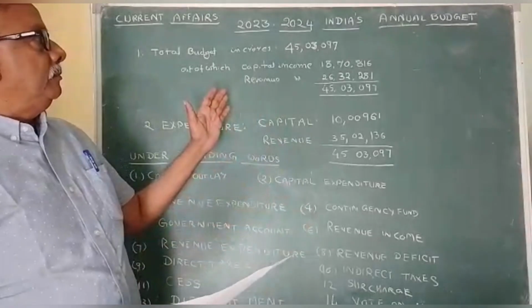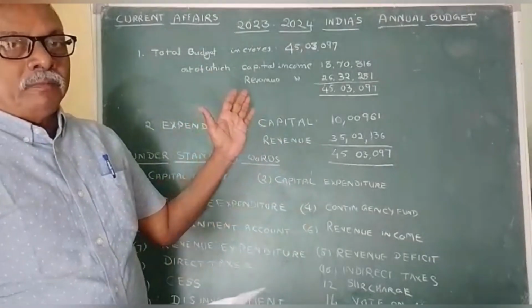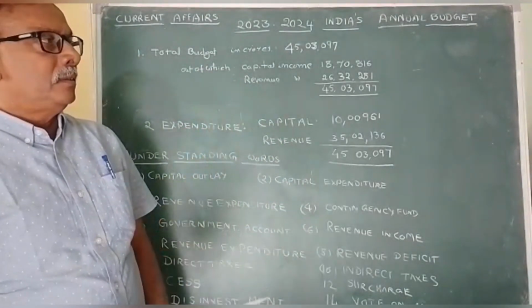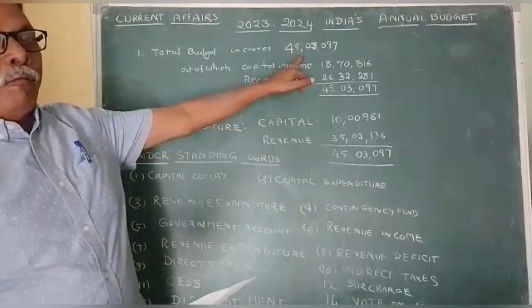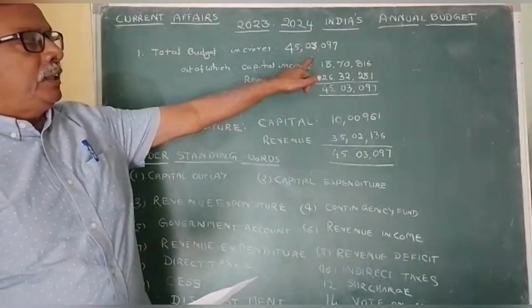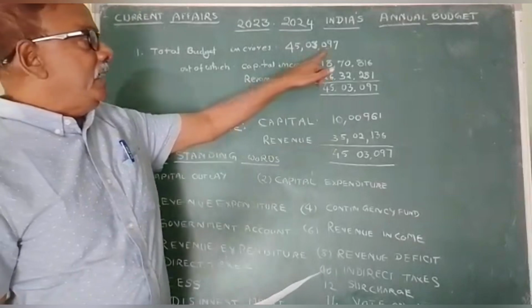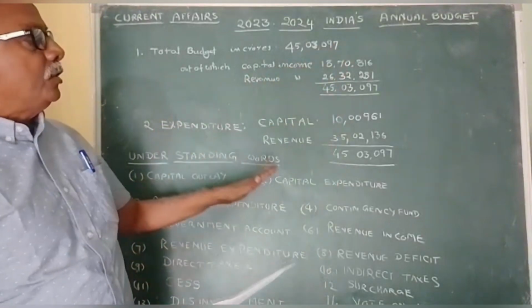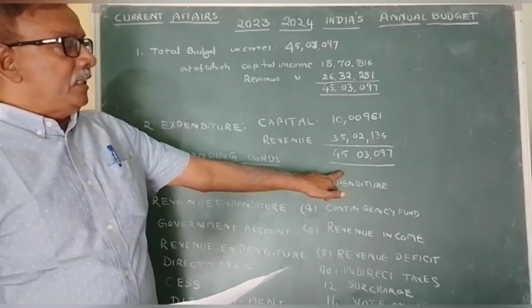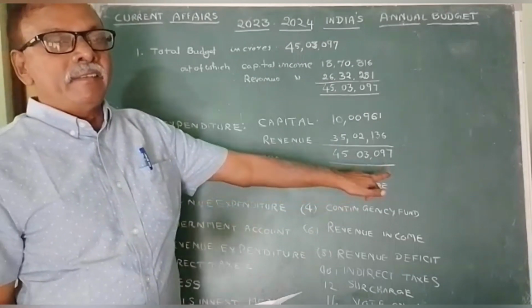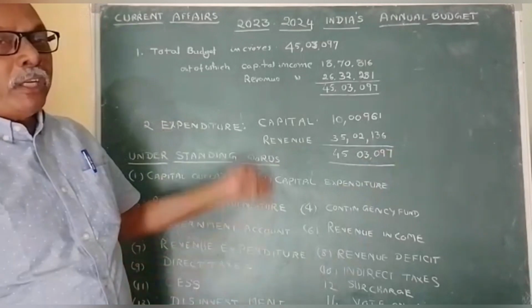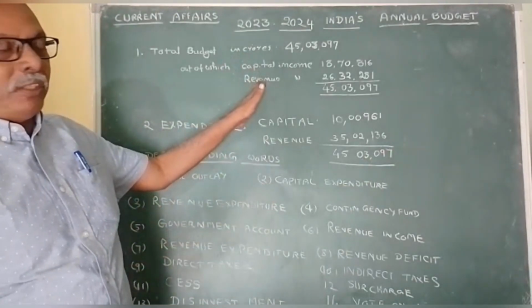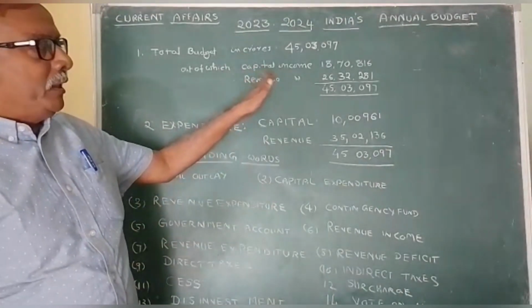The income that is coming from all resources is 45 lakhs 3,097 crores, and the expenditure is also 45 lakhs 3,097 crores. From what resources is the income coming to the budget, to the Government of India?